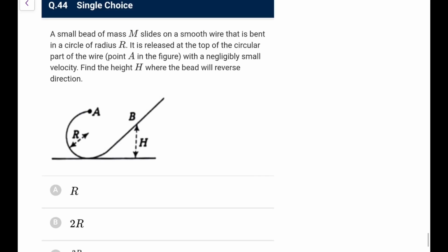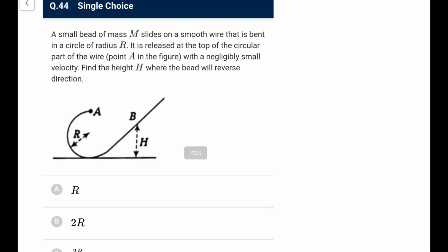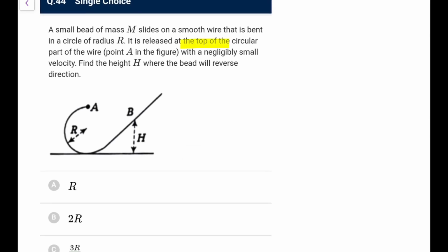Last two. A small bead of mass M slides on a smooth wire that is bent in a circle of radius r. It is released at the top with a negligibly small velocity. Find the height when the bead will reverse direction. Okay, that is bent and released at the top of the circular part of the wire. Here it is released from here. So find the height h when the bead will reverse direction, so where the speed will become 0. It is released from rest from here, so velocity is 0.